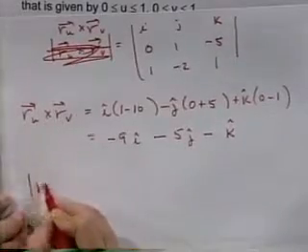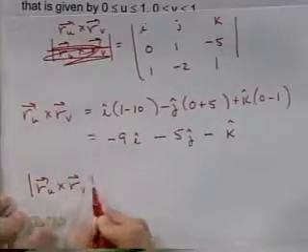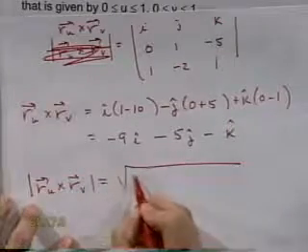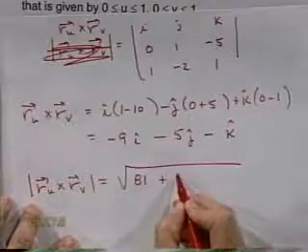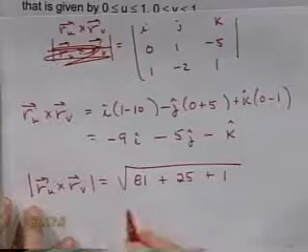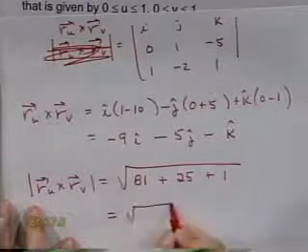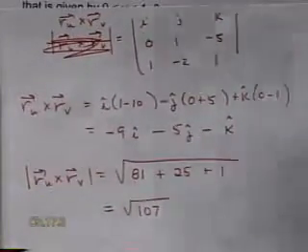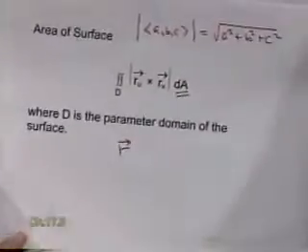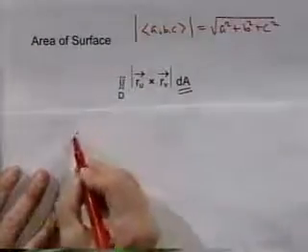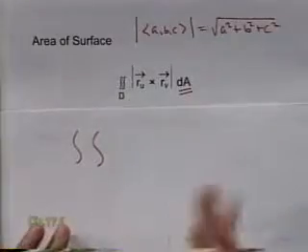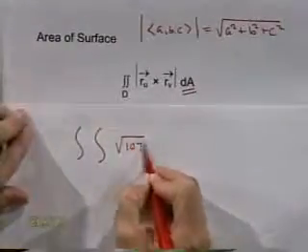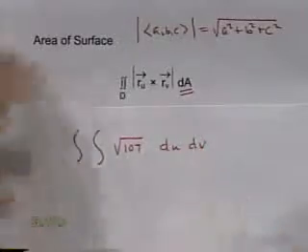So the magnitude of ru cross rv is the square root of negative 9 squared, which is 81, plus negative 5 squared, which is 25, plus k squared, which is 1. So this is equal to the square root of, I think it's 107. Now we're not finished yet. The formula for area is the magnitude integrated over the domain that the u's and v's are ranging over. We just figured out the magnitude of ru cross rv is the square root of 107. My parameters are u and v, so that's my dA.